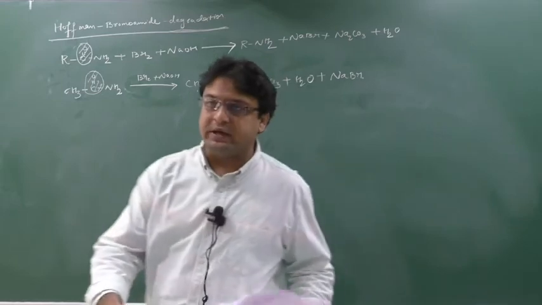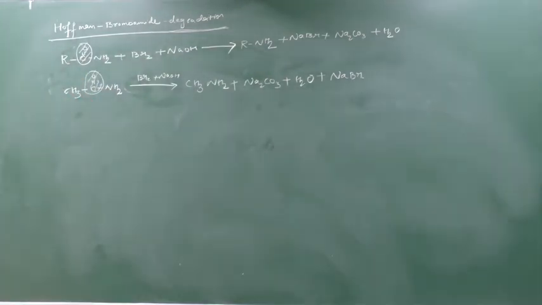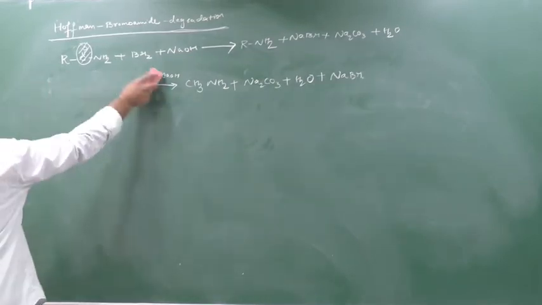Clear? So make a heading: Hofmann bromamide degradation. Bromamide means we are taking bromine and an amide, and we are doing degradation. Degradation means I am cancelling the CO. If I take R of 3 carbons plus the carbonyl carbon, that is totally 4 carbons. So the amide formed will have how many carbons? 3 carbons, which means one carbon is degraded. So see the mechanism.